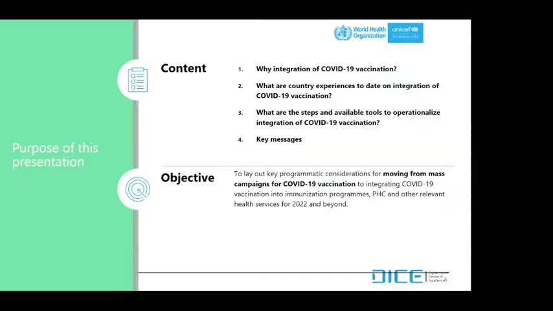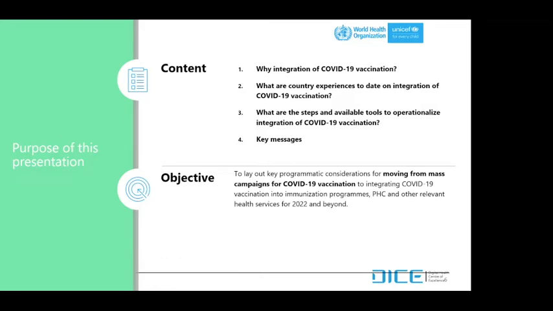Basically, we understood that there will be a need to ultimately integrate COVID-19 vaccination into routine immunization and other health services, including strengthening PHC. So we developed this guideline and it has been disseminated. Through this brief presentation, we'll be going through why integration of COVID vaccine. What are the country experiences to date on integration of COVID-19 vaccine? What steps and available tools are there to help countries operationalize the integration of COVID-19 vaccine? And also, what are the key messages?